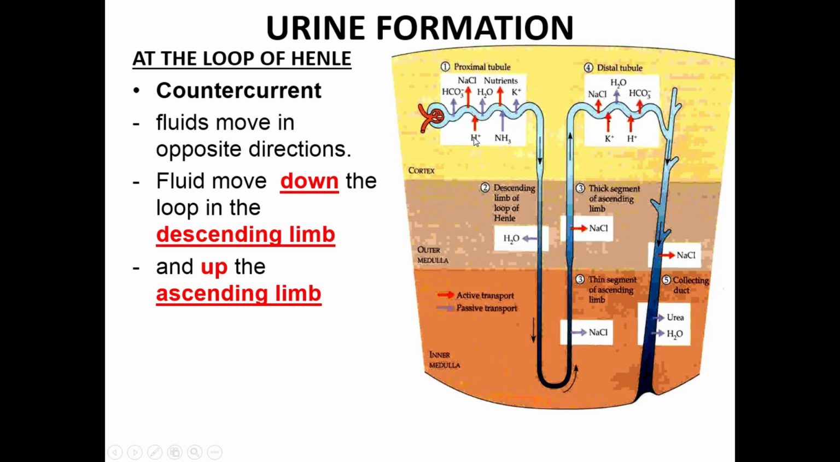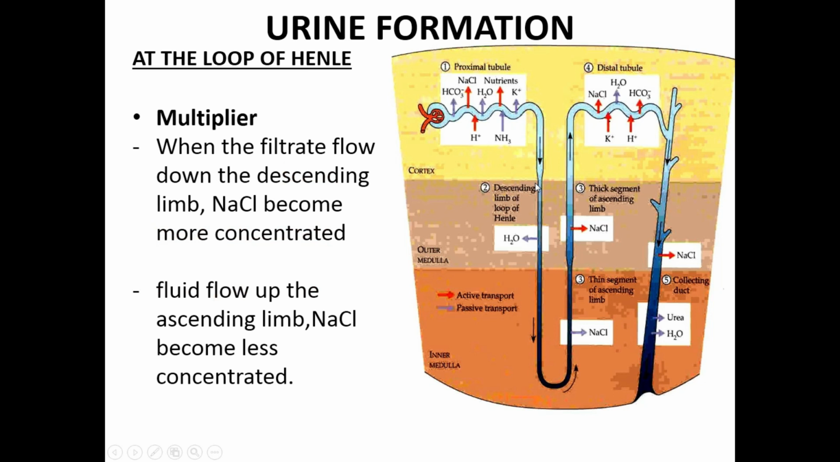Okay, we finished the proximal convoluted tubule where reabsorption occurs, and the filtrate moves down to the loop of Henle. The loop of Henle consists of a descending limb and an ascending limb. The process we call the countercurrent multiplier. What is meant by countercurrent multiplier? Countercurrent multiplier is fluid moving down the descending limb and fluid moving up the ascending limb. Fluid moves down, fluid moves up, countercurrent.